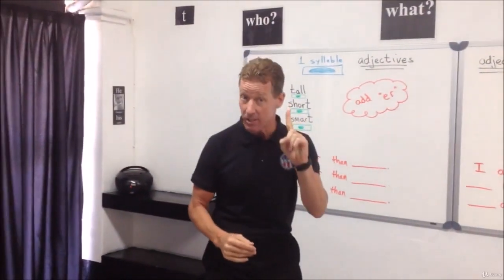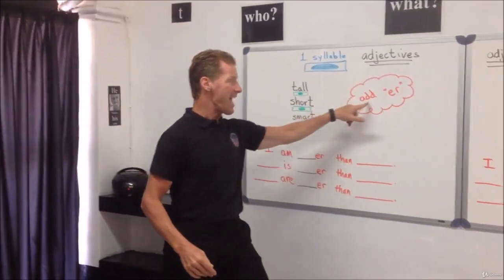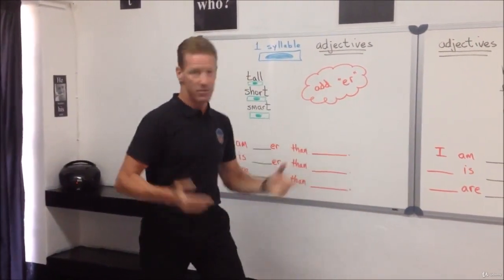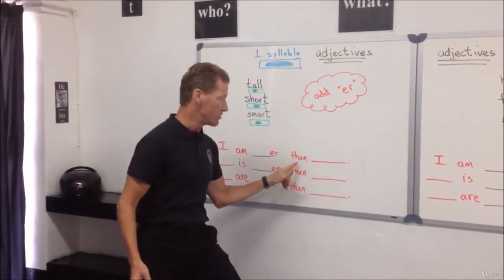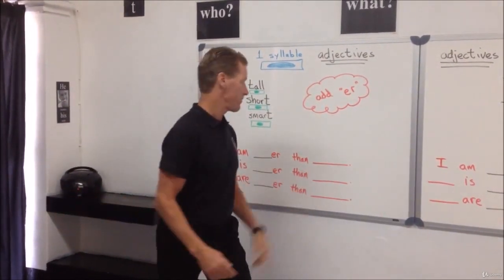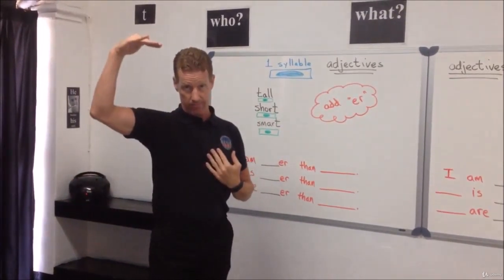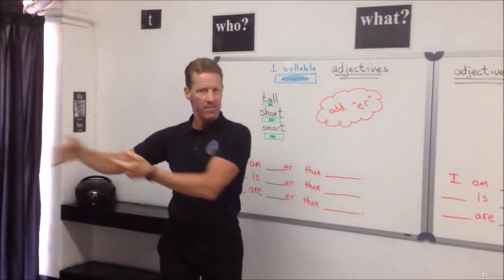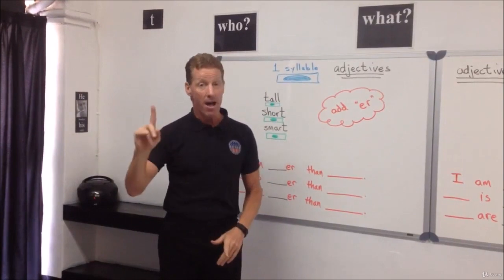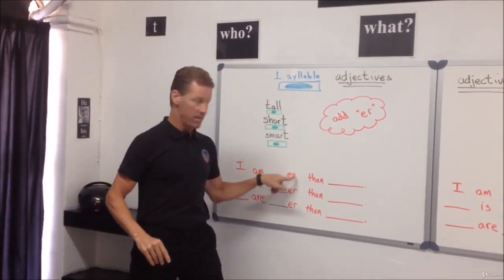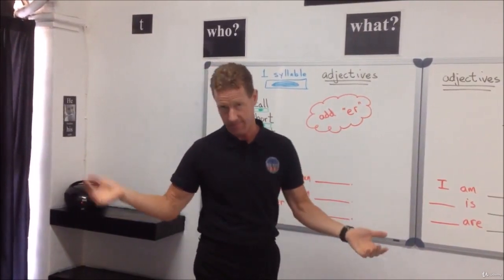For adjectives with one syllable, we just add ER to the adjective. And to compare, we use than. For example, I am tall. My friend is tall. But I am taller than my friend. Okay.